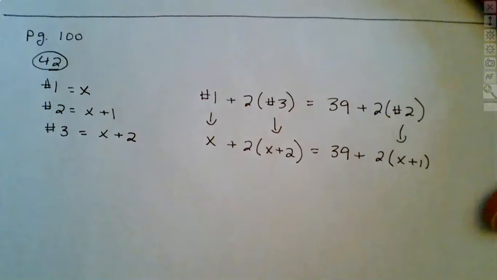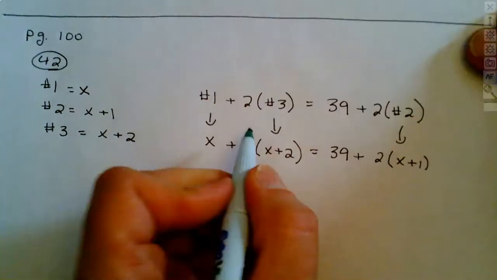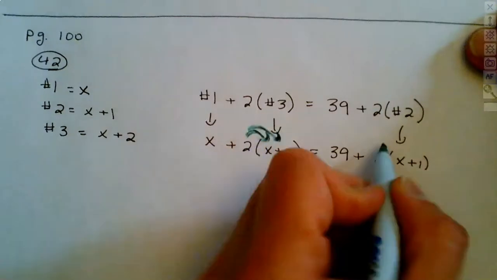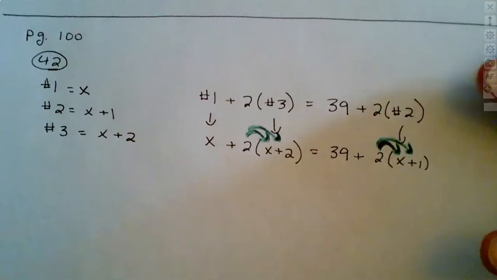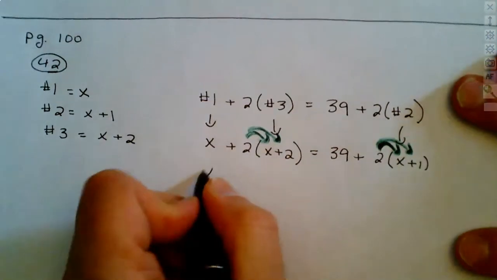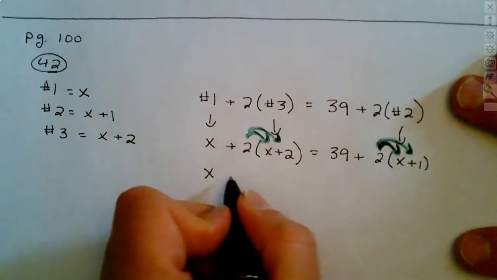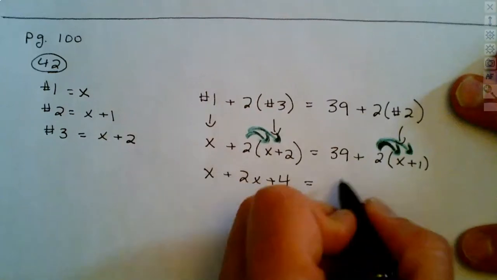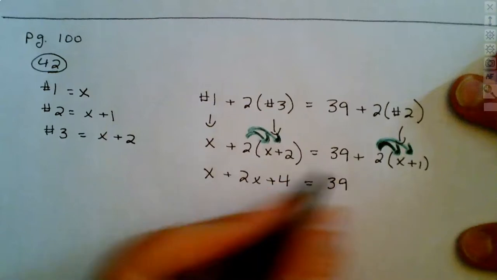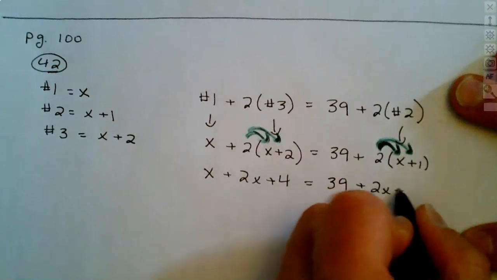We can distribute through now, and we can solve it. So let's go ahead and distribute that 2 through, and over here as well. Combine and get our final answers. So we now have x plus 2x plus 4 equals 39 plus 2x plus 2.